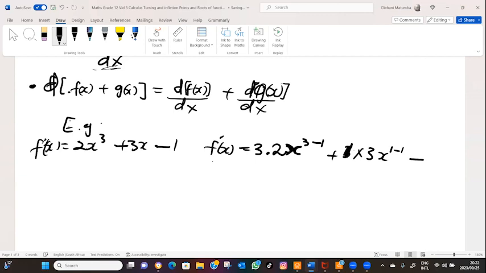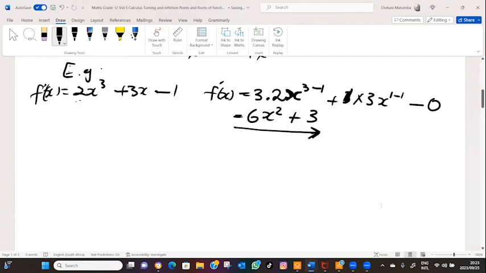Then minus, now the derivative of a constant is 0, always. Now, what we're going to be left with is actually 6x to the power of 2 plus 3. It ends there. Now, that equation is the slope equation of the function f of x. All right.